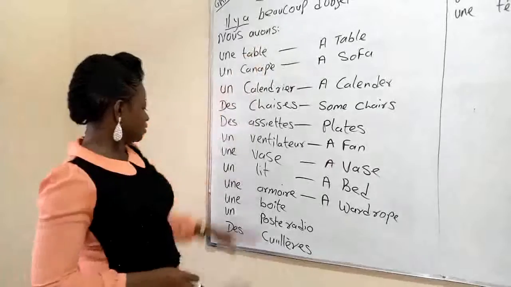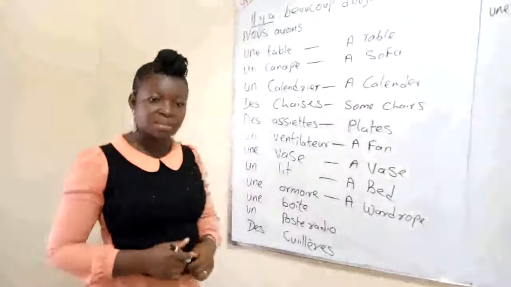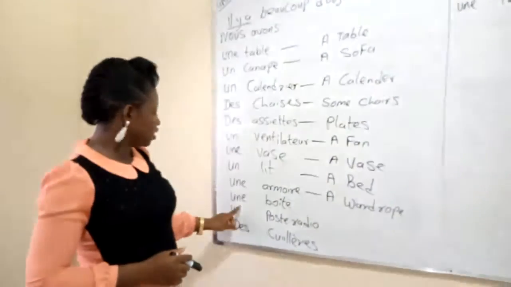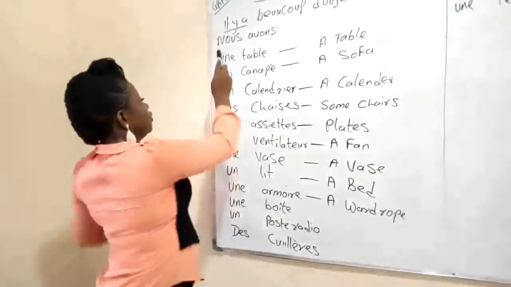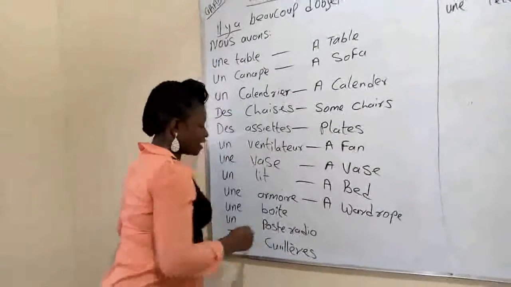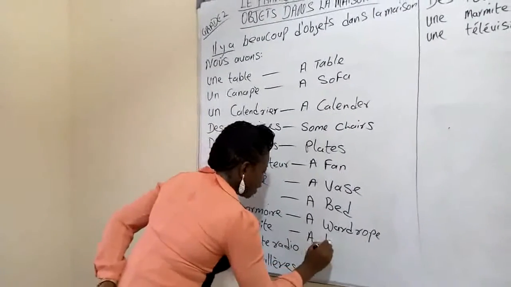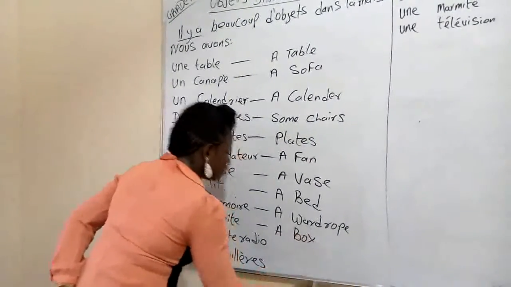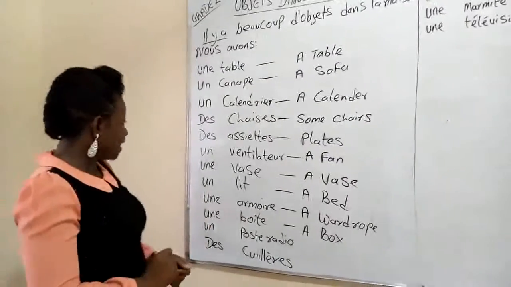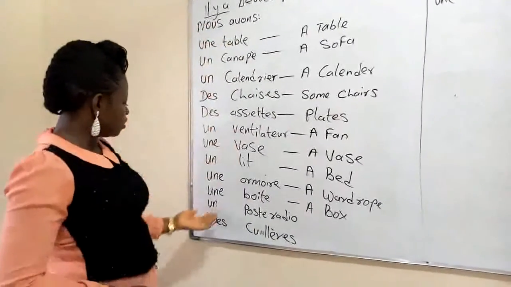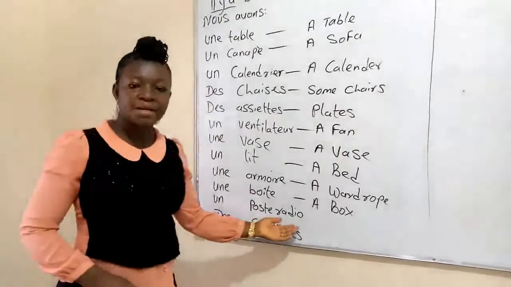Nous avons une boîte. Une boîte. Nous avons une boîte. That means we have a box. A box. We have a box. Alright.